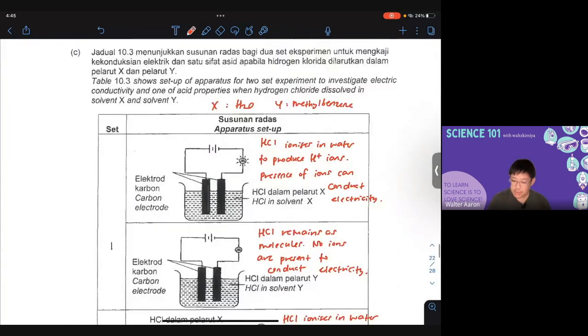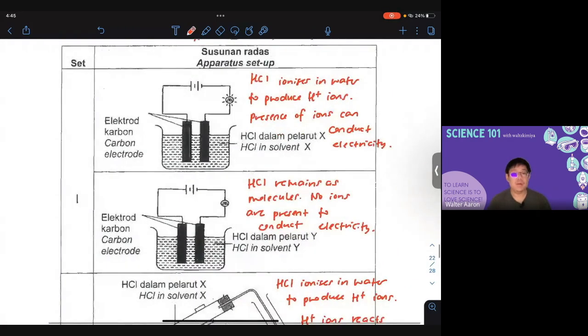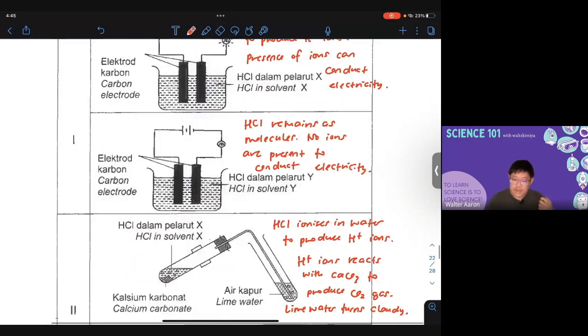Okay, so again, just to explain to you guys one more time, the idea is very simple. It's just to understand how the properties of acid can be shown. In the first case here, it can conduct electricity. Why? Because there are ions. HCl molecule can ionize or dissociate in water to produce hydrogen ions, and then can conduct electricity from there. And for the second one, in methyl benzene or any organic solvent, it can dissolve inside the solvent, but it remains as a molecule.